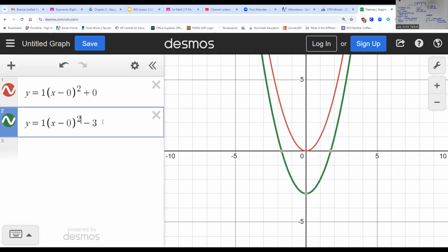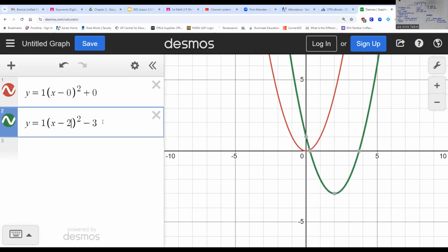Okay, now I'm going to come in here. This one has 2 transformations. I would say shift right 2, shift down 3. 2 separate little bullet points. Shift right 2, shift down 3. Super important, by the way, in this problem, a is 1, h is 2, not negative 2. It's 2.